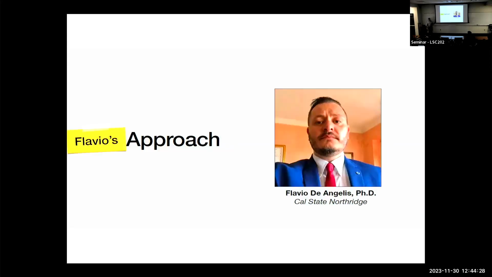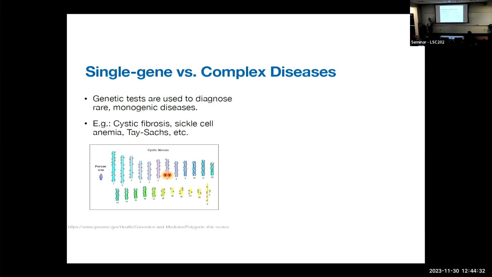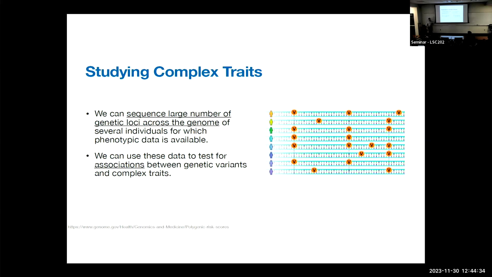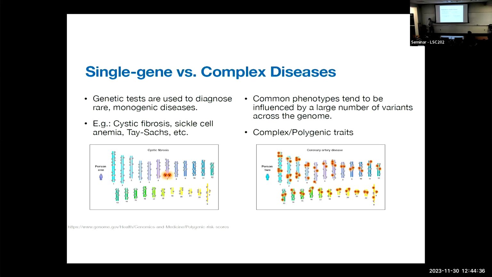Actually, Flavio's approach, he came with this idea to use what we call GWAS. So let me actually talk about this. There are monogenic diseases, right? Cystic fibrosis, sickle cell anemia, Tay-Sachs. You might have heard of at least one of those. Those are caused by a mutation in one gene that disrupts the function of that gene. And those are recessive autosomal, so you need both copies of the gene to be affected by the mutation.